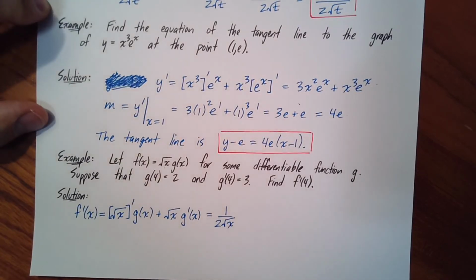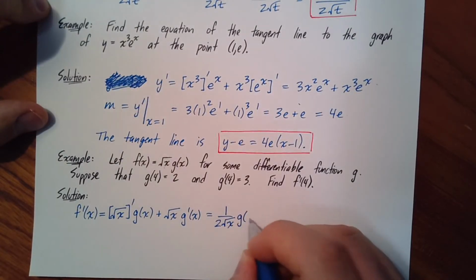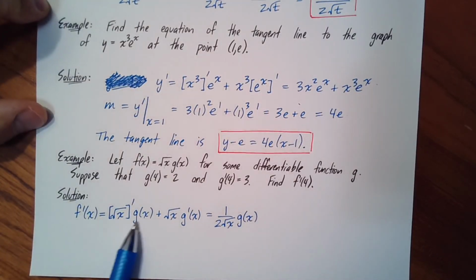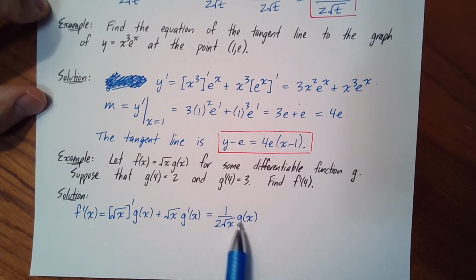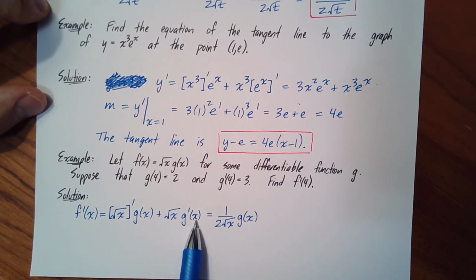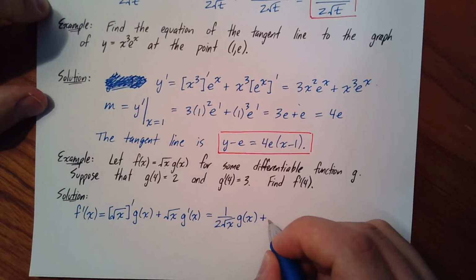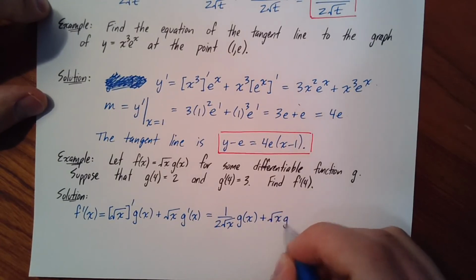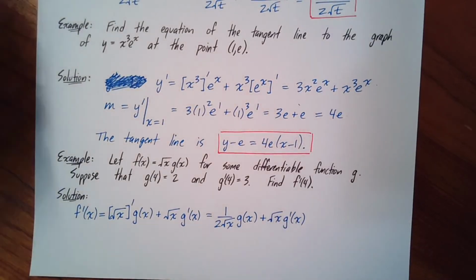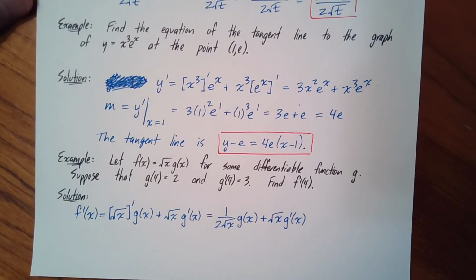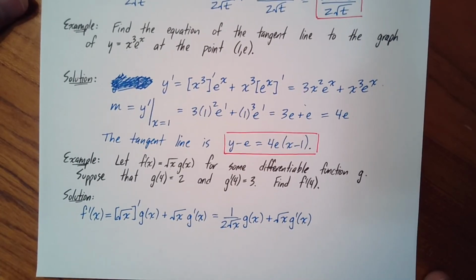So we're going to get 1 over 2 root x times g of x. This we can't do anything with because we don't know what g of x is. So we have to just leave it as g of x. What about the next line? Well, we don't know what g prime of x is. So we're just going to have to leave this whole second term as it is. The square root of x times g prime of x. What else can you do? We don't have enough information to go any further.